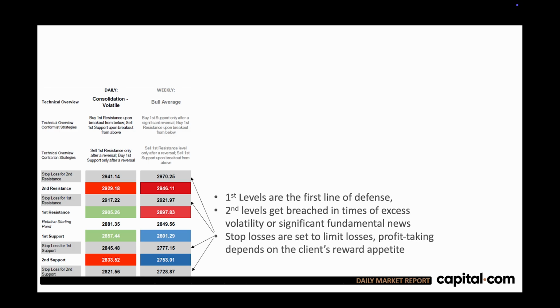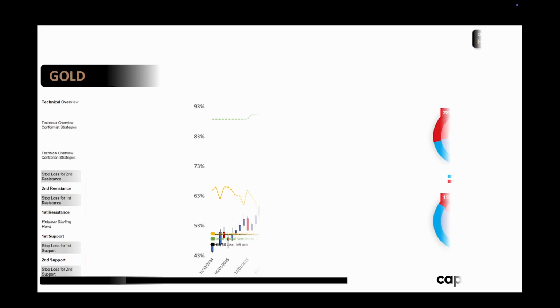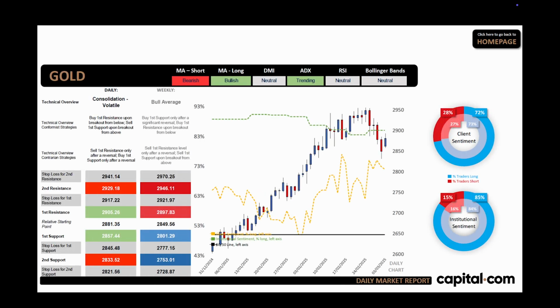Those gray boxes with black font, those are stop losses, set to limit losses, because profit taking at the end of the day is going to depend on the client's reward appetite. Well, there you have it. All the key segments explained when it comes to the daily market reports.